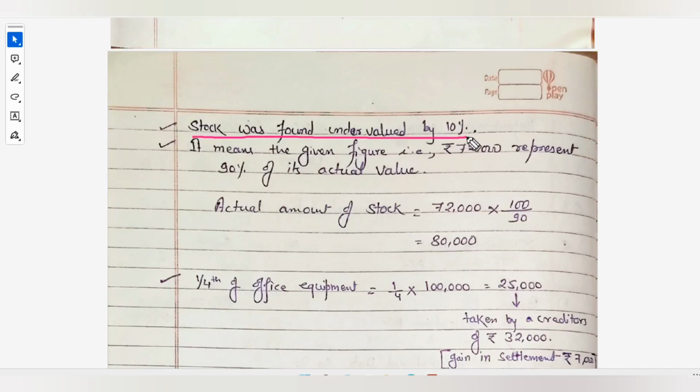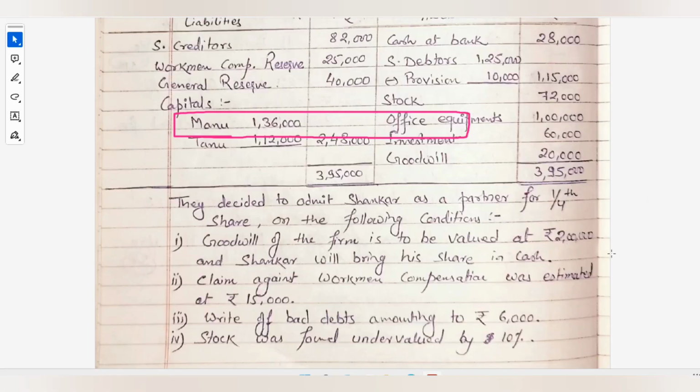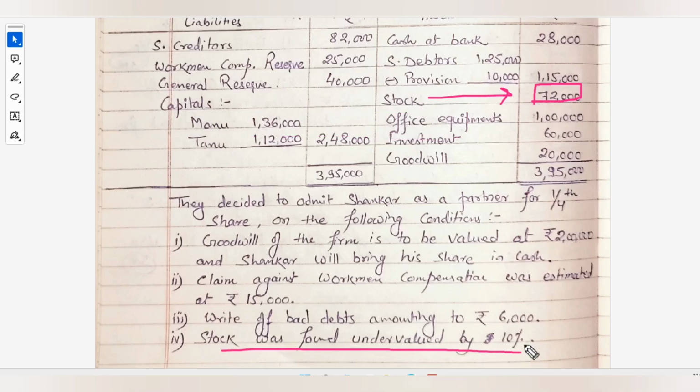Stock was found undervalued by 10%. It is given in the question. It means that, first of all, in the balance sheet, stock is given as rupees 72,000. Now, if a statement like that is given in the adjustment, it means this is not the actual figure of the stock. It is the amount which represents the actual figure minus 10%.